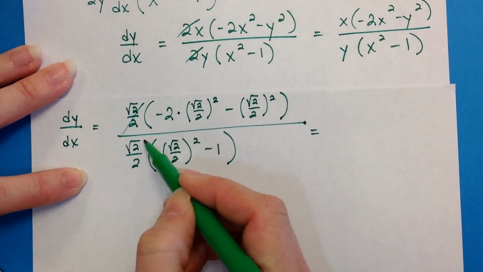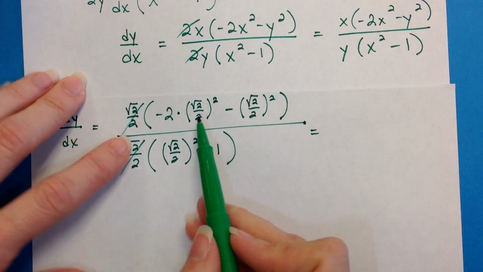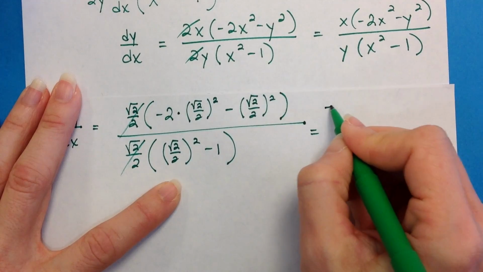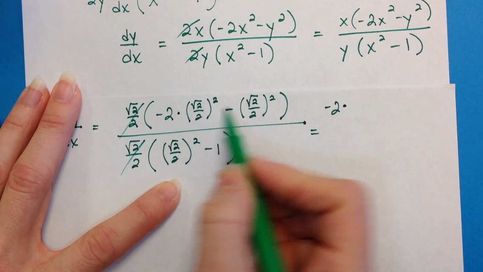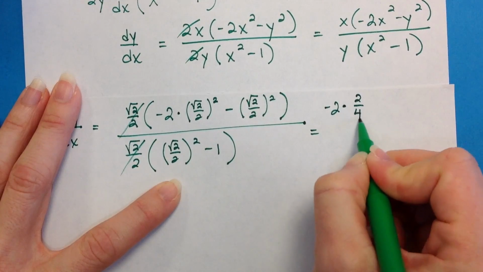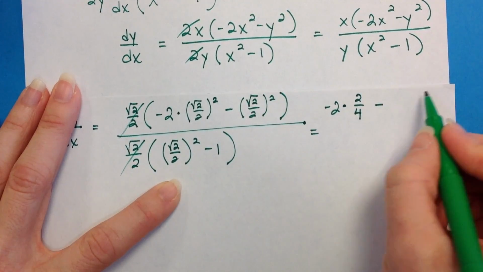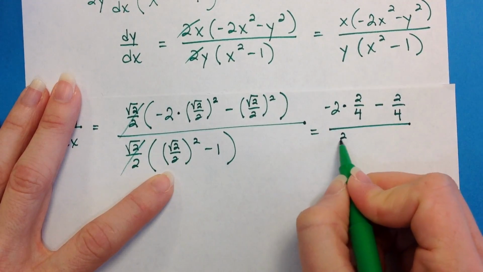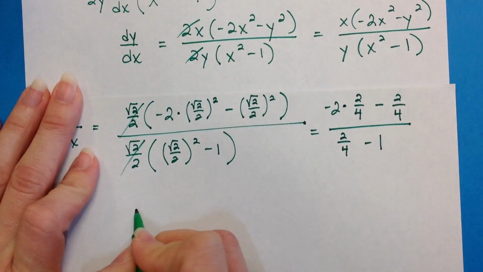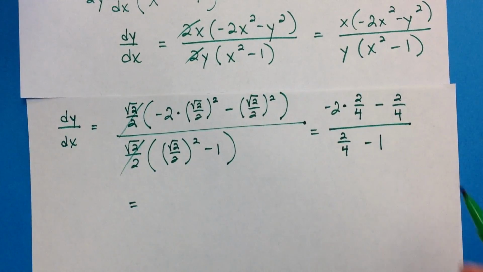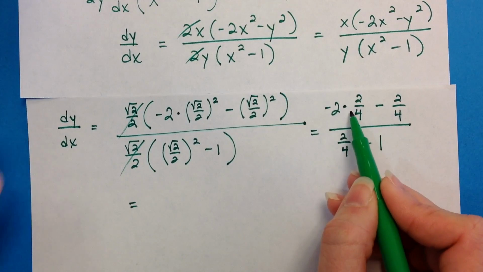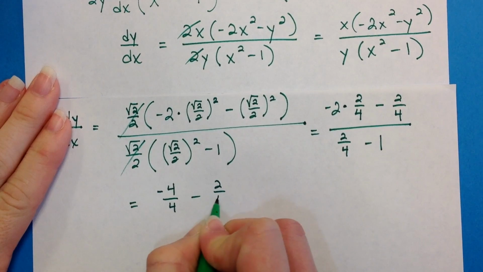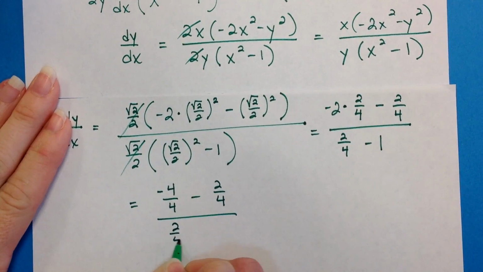Okay, those are going to cancel. Okay, now here, of course, √2/2. So you square the top, square the bottom. Okay, same thing here. Same thing here. Okay, so if I were to multiply here, then I would have negative 4/4 minus 2/4, divided by 2/4 minus 1.